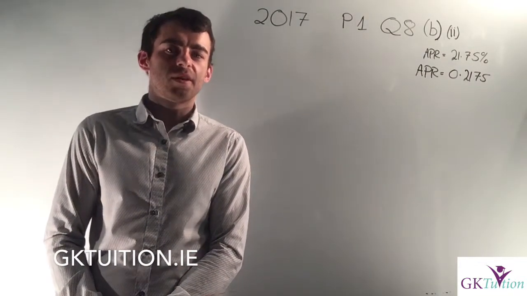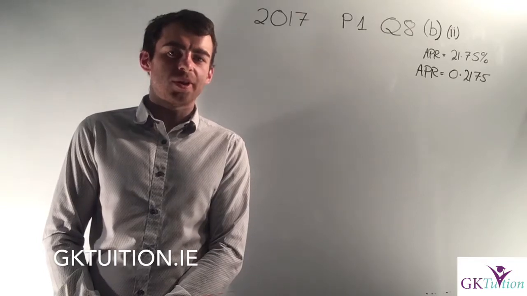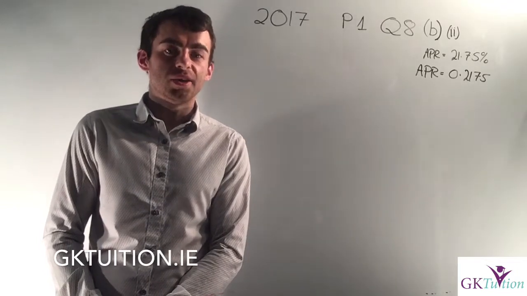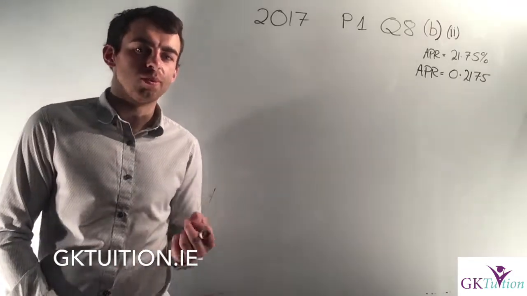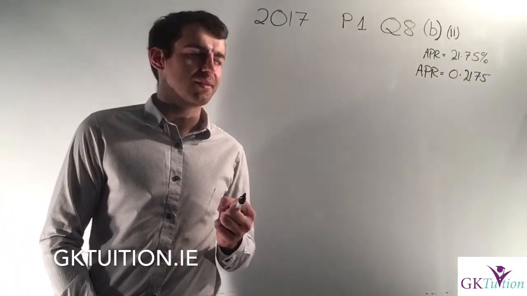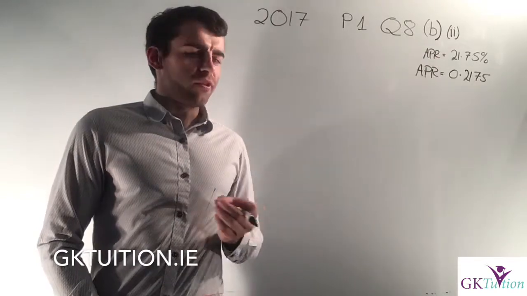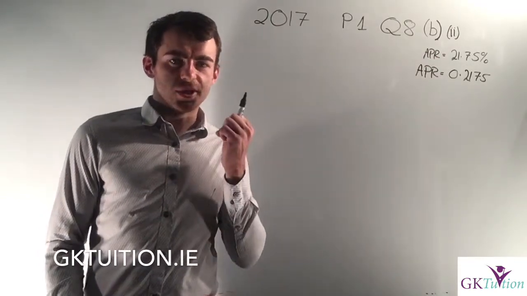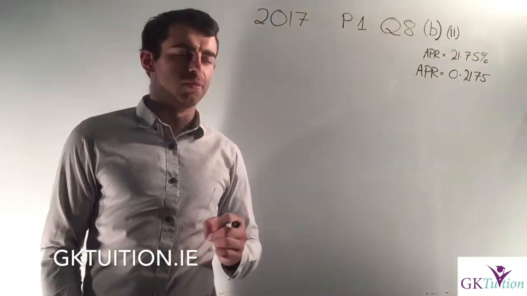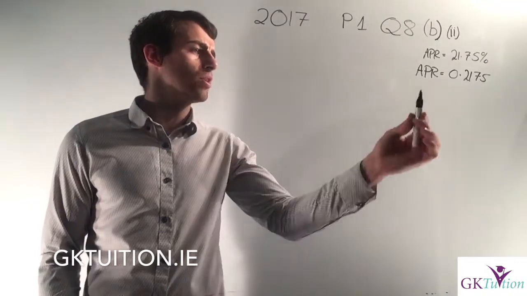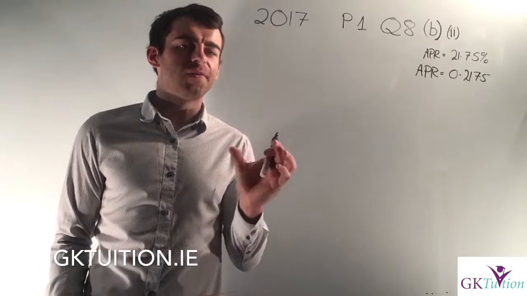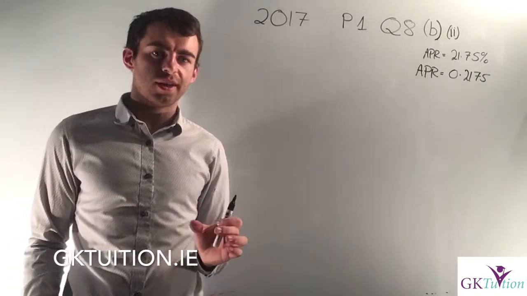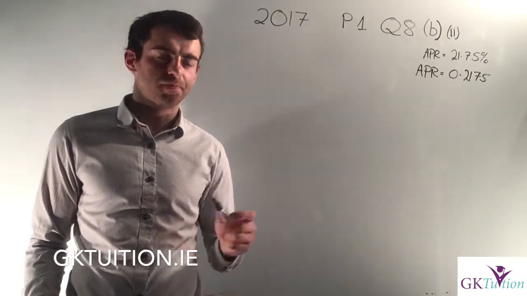For the next part of this question, we're told that the APR charged by the credit card company is 21.75%. So they charge 21.75% on all of the debts. But if you're given your interest rate as a percentage, the first thing you should always do is convert it to a decimal. In other words, you divide it by 100, so the APR is 0.2175. And I need to find the equivalent monthly interest rate to three significant figures.